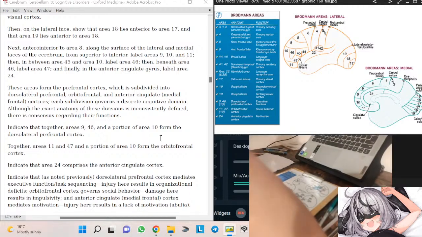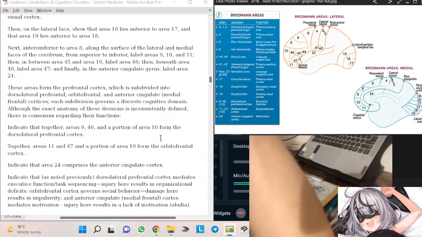Indicate that, as noted previously, dorsolateral prefrontal cortex mediates executive function, task sequencing. Injury here results in organizational deficits. Orbitofrontal cortex governs social behavior. Damage here results in impulsivity. And anterior cingulate medial frontal cortex mediates motivation. Injury here results in a lack of motivation, abulia.